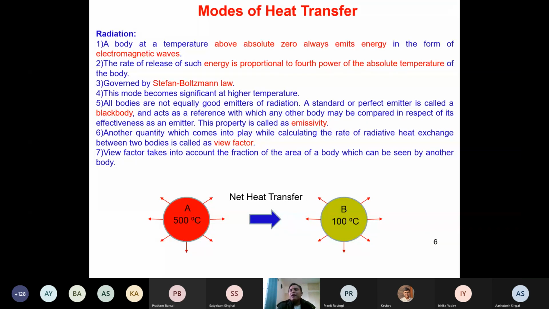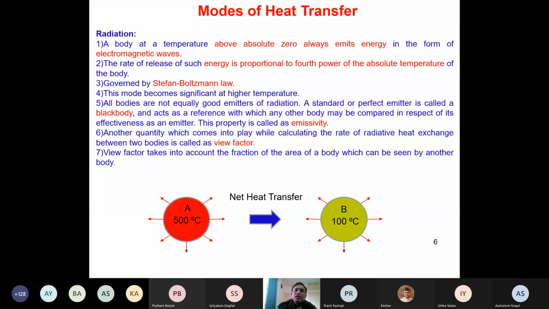Another concept in radiation is a black body. Generally all bodies are not equally good emitters of radiation. So a standard or perfect emitter is referred to as a black body, and it acts as a reference with which any other body may be compared in respect of its effectiveness as an emitter. This property is called emissivity. So the black body concept is used in heat transfer. The emissivity of the black body is 1, and based on that all other bodies are compared.